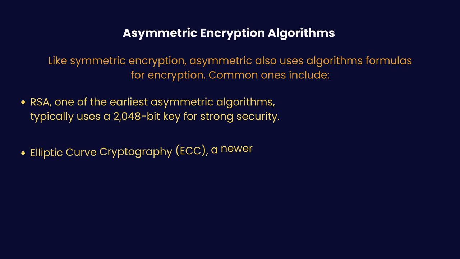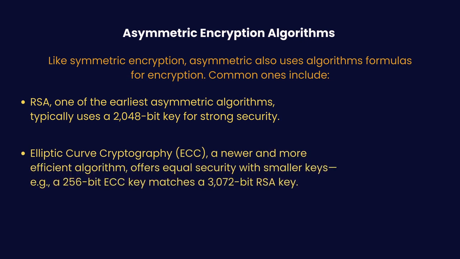And then you have elliptic curve cryptography, ECC. This is newer and more efficient. It can give you the same security strength with a much smaller key, like a 256-bit ECC key, being as strong as a 3072-bit RSA key.